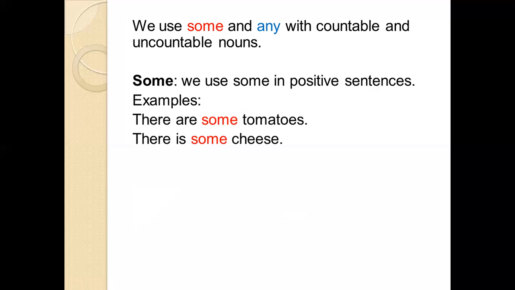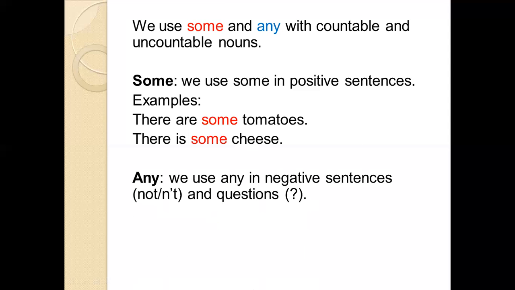There are some tomatoes. There is some cheese. Here we have two examples. These two examples are positive sentences. They are not negative sentences, they are not questions. So if we have a positive sentence, we use some. As you can see here, tomatoes is a countable noun, so we use some with it. And cheese also is an uncountable noun, and we use some. So some and any, we use them with countable and uncountable nouns. This is number one.